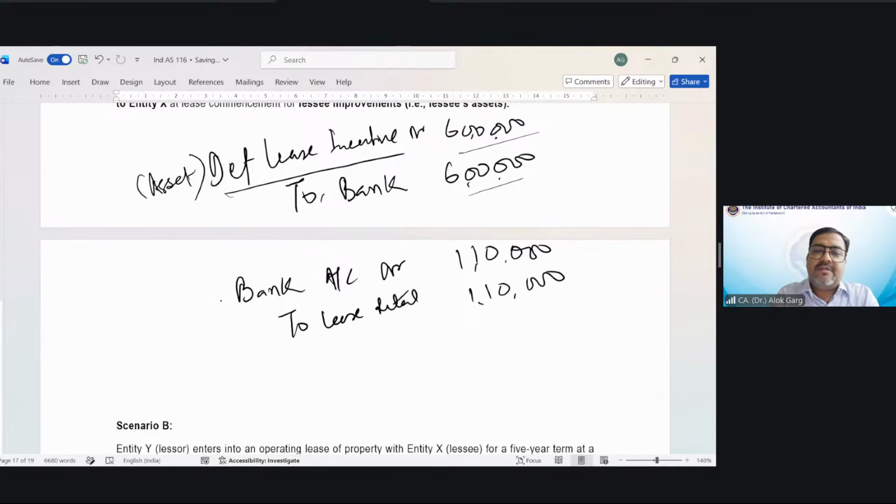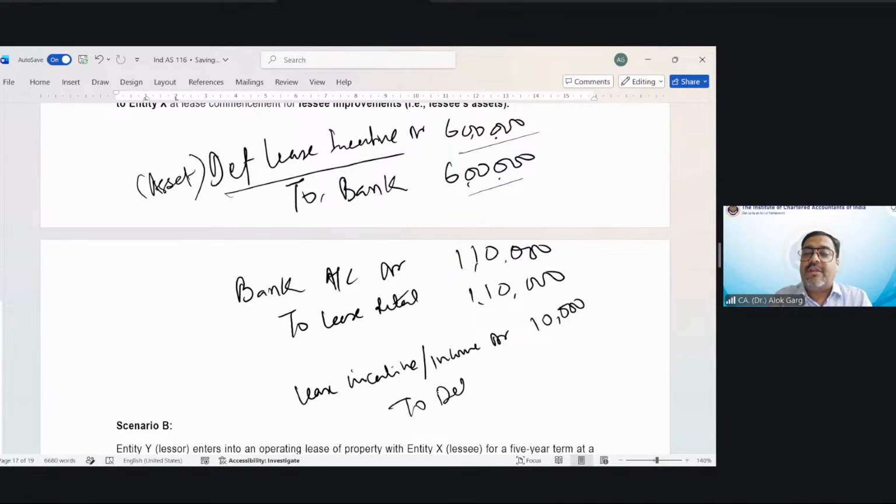So then lease incentive expense account debit, or instead of incentive, you can debit lease income. 1,10,000 you have recognized as income, so now you will debit lease income. How much? 6 lakh divided by 60 is 10,000, to deferred lease incentive asset 10,000. So this is how you recorded the lease rental at 110.